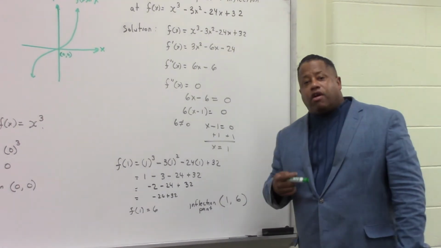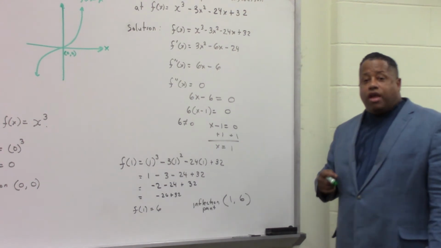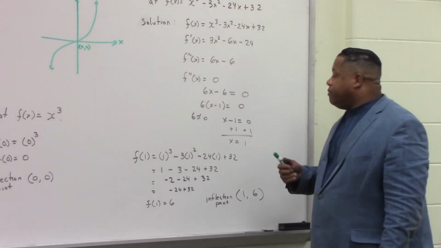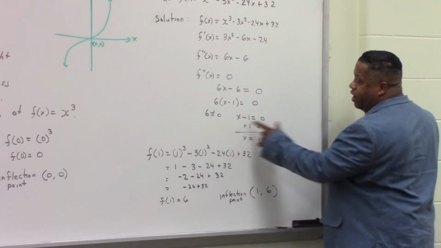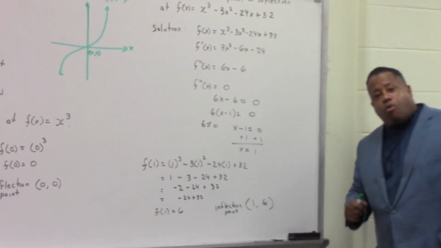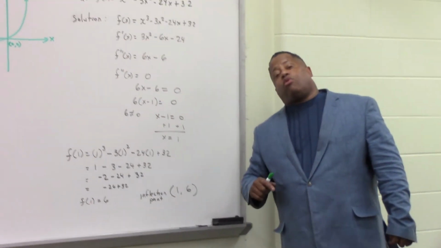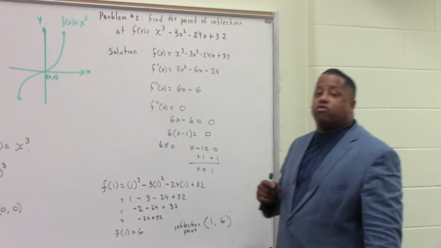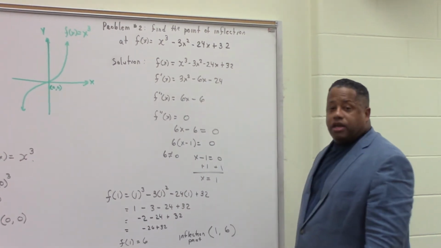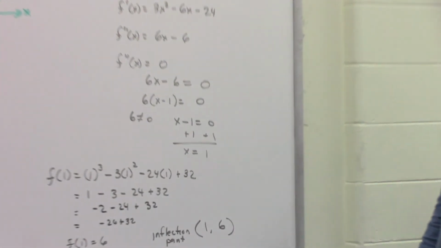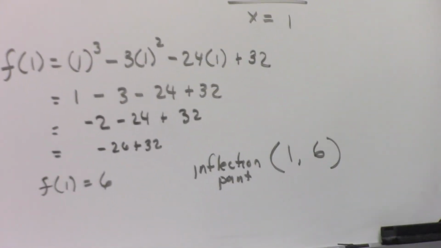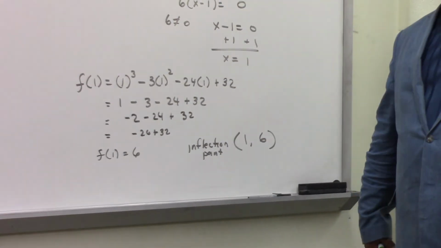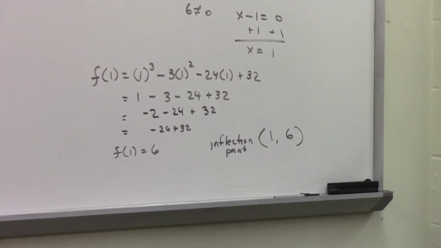Then we take f double prime and set it equal to 0, and solve for x. We have to factor or, of course, use the quadratic formula. When we solve for x, we come up with x equals 1. Then we substitute 1 back into the original function, as we did before, and we come up with f of 1 being equal to 6. So your inflection point for this problem is 1, 6, right at that point.